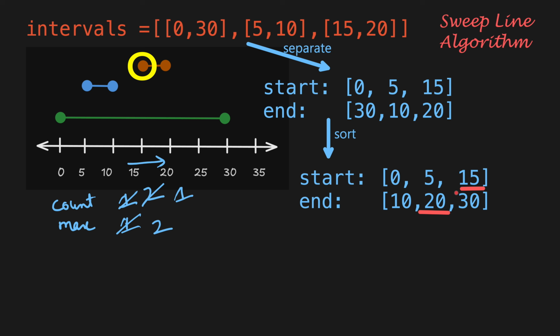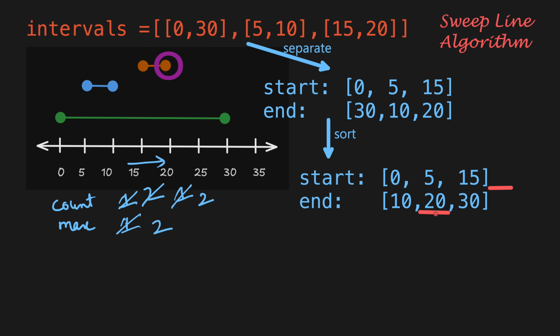And here the start pointer is now at 15 and the end pointer is at 20. And since 15 is less than 20, a new meeting has started. So we again increment the number of rooms required to 2, and the maximum rooms required is still 2. And we move the start pointer forward. And now the start pointer is out of bounds. So we continue processing the remaining end events following the end pointer, which is at 20.